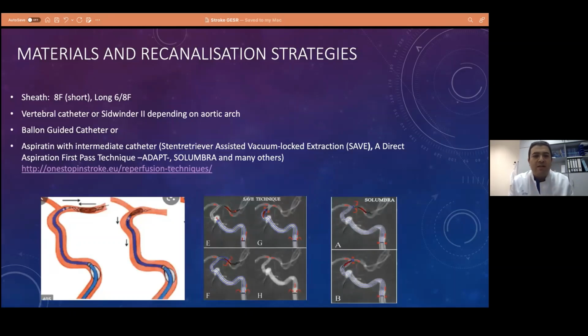For materials and recanalization strategies, I usually use a short sheath, 8 French, and through it I get a balloon-guided catheter, or you can also use a long sheath, 6 to 8 French, usually 90 centimeters long. Depending on the aortic arch, you have to use a vertebral catheter, or if it's really elongated and you're getting to the left common carotid, then you have to use a sidewinder catheter.